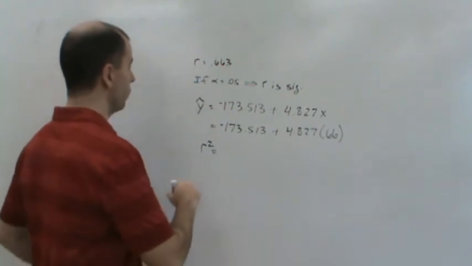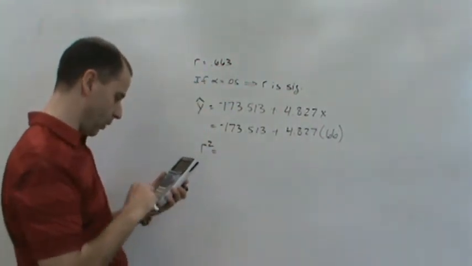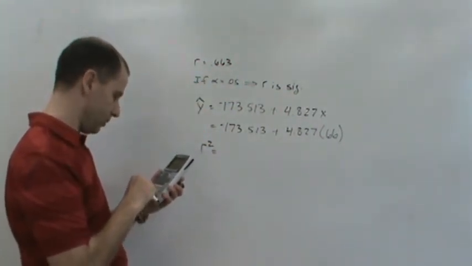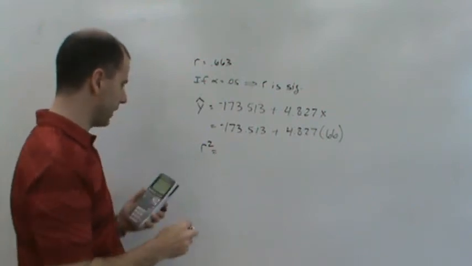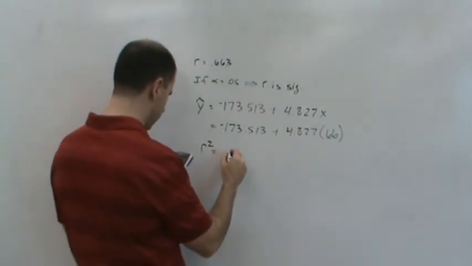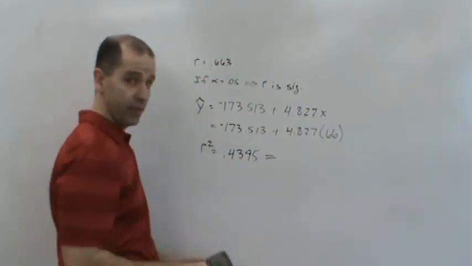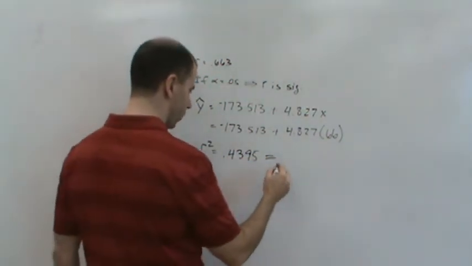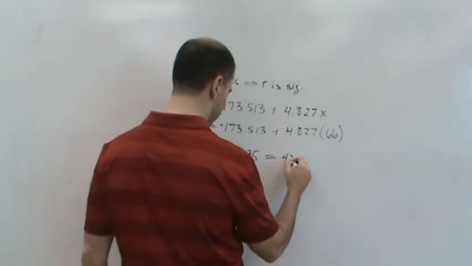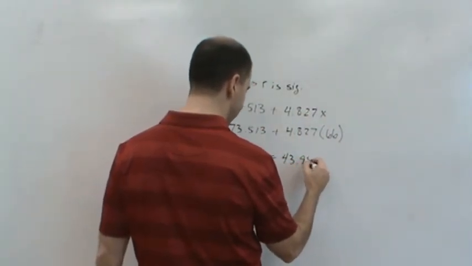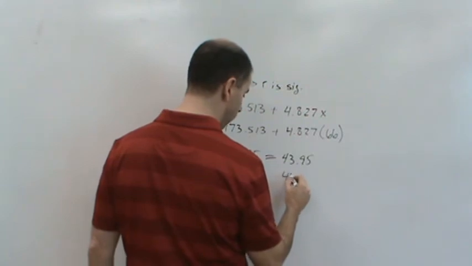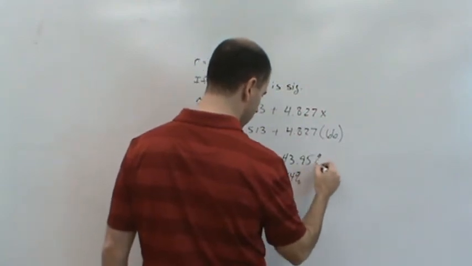So what's r squared? Well, let's square it. 0.663 squared. And what does that give me? That gives me 0.4395. Well, again, this is usually written as a percentage. So we're going to write it as 43.95%, or approximately 44%. Right?